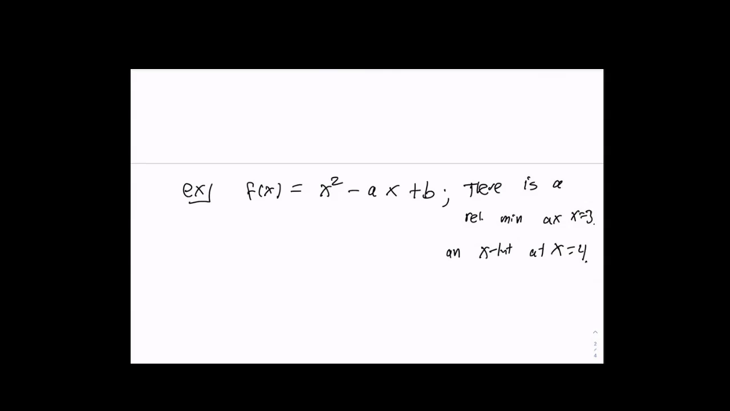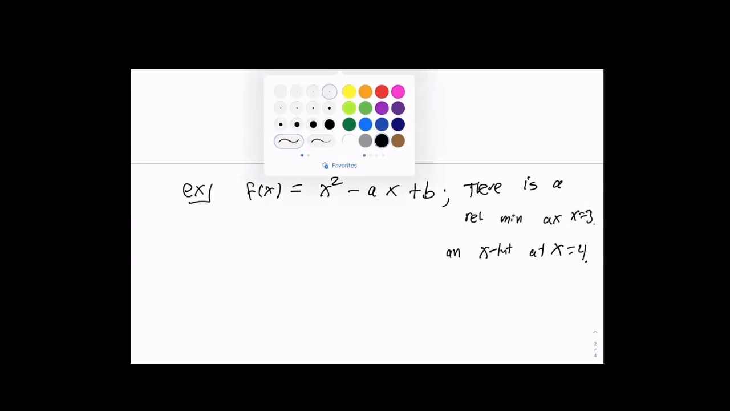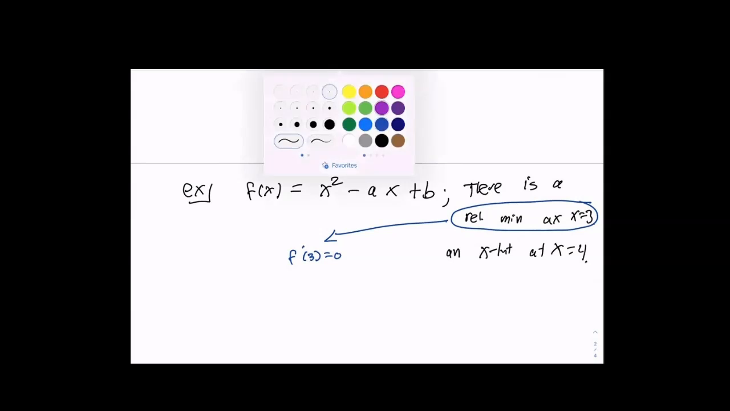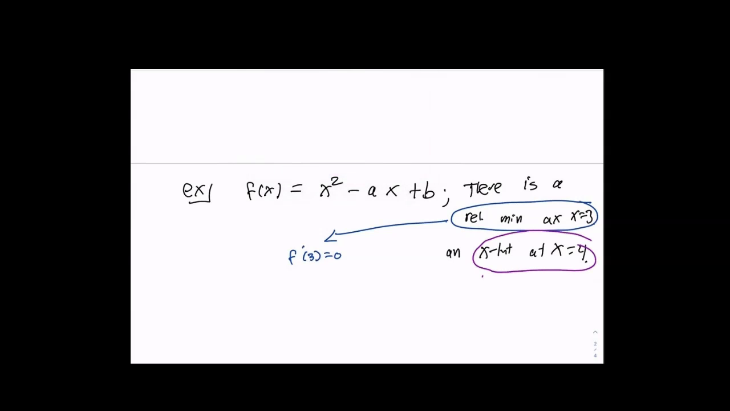Now, they both tell me two pieces of information. So the relative min tells me what? F prime of 3 equals 0. Perfect. The x-intercept tells me what?